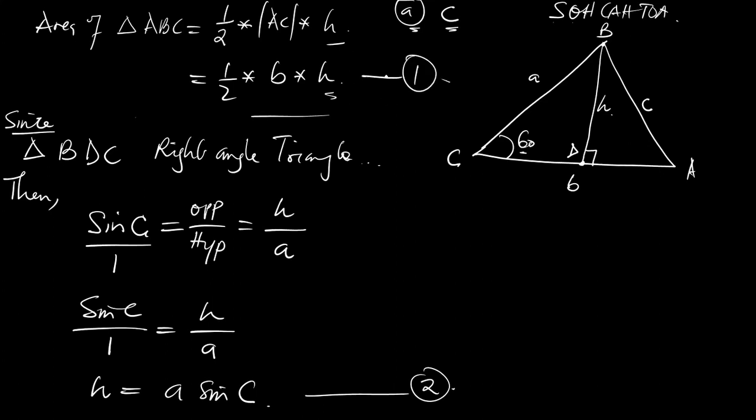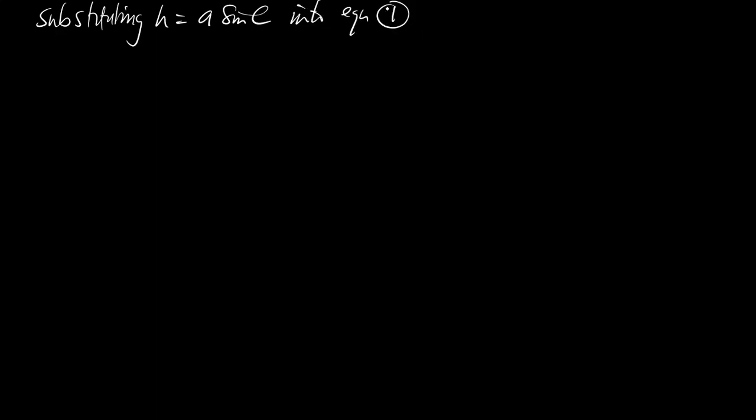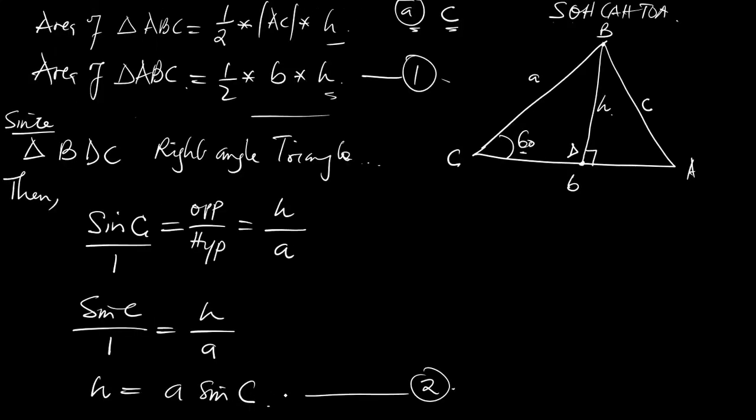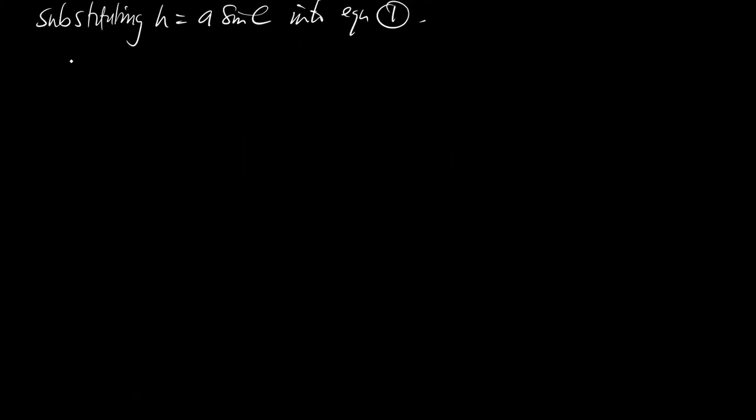And this is equation 1, the area of triangle ABC. Now, let's go to the next page. We say substituting h equal to a sine C into equation 1. Whenever we see h, which is the height, we replace it with a sine C. So that means the area of triangle ABC will now be half times ab sine C.